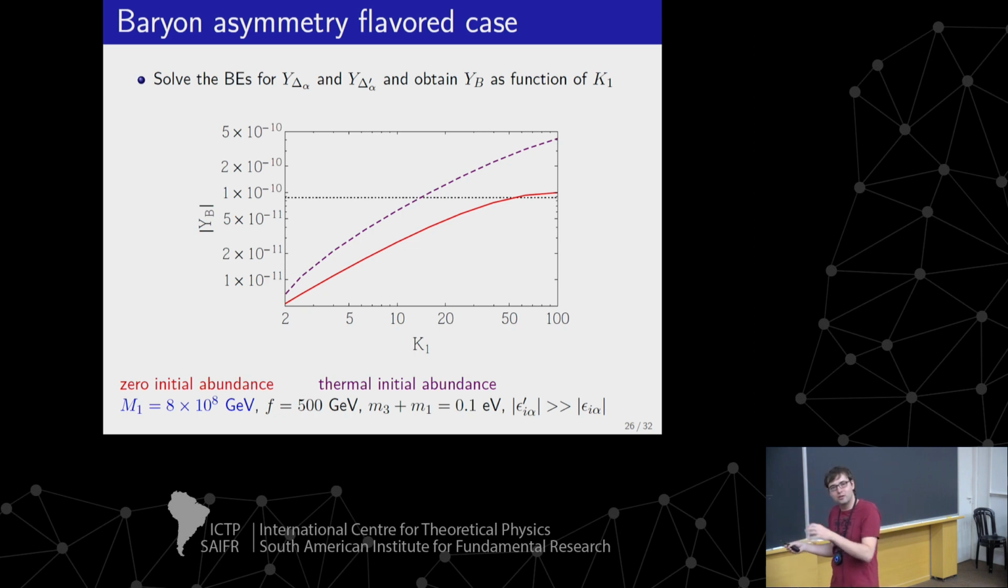Then if it's too big, it also goes down. There is somehow a sweet spot in the middle. Before, in the standard leptogenesis, we saw it was of order between 1 and 10 or something. Here, since we added this, the Boltzmann equation is a bit different. We have added this coefficient.